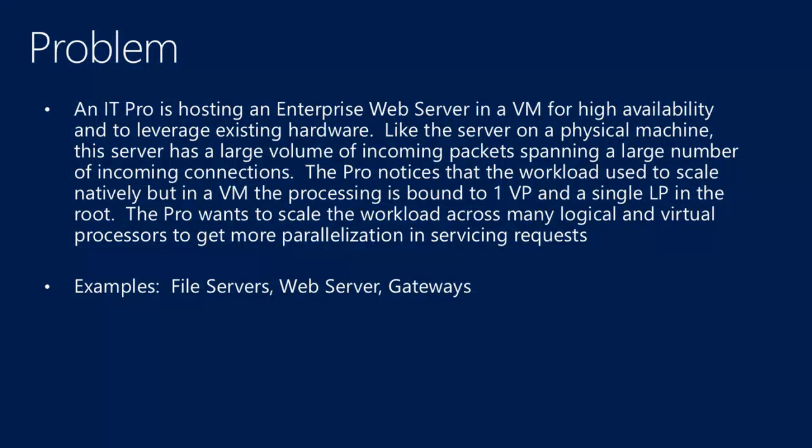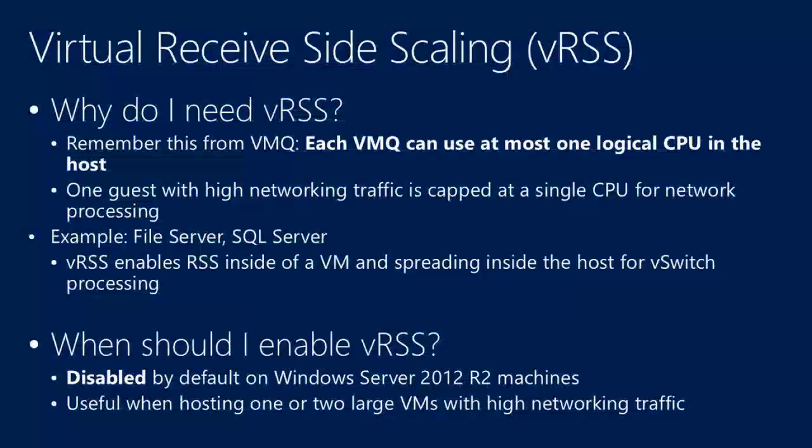So in here we have an enterprise web server. You're trying to move it to a VM, and you see that regardless of the number of resources, you're stuck with one VMQ. So what we implemented, and this is a new feature in 2012 R2, we implemented VRSS, Virtual Receive Side Scaling. And what it essentially is, it's RSS inside of the VM. And this lifts the restriction VMQ placed on your VM before, in that now, rather than using just one processor, you can use up to 16 processors in the host.